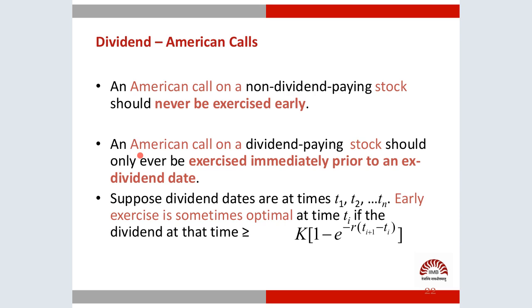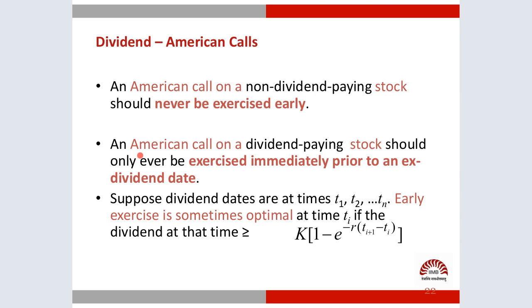What happens if it's an American call? Well, as you saw yesterday, and as I showed you, an American call on a non-dividend paying stock should never be exercised early. It does not make sense to exercise an American call on a non-dividend paying stock earlier than maturity. Why? Because by holding on, you do not lose anything. In fact, you have access to all the exercise possibilities. So you should hold on to it.